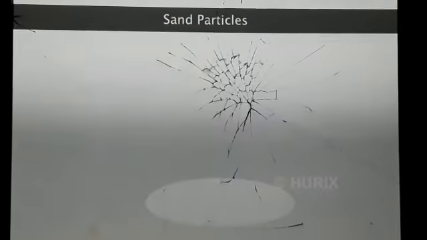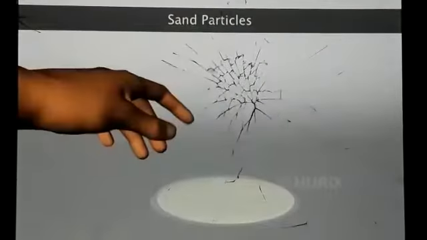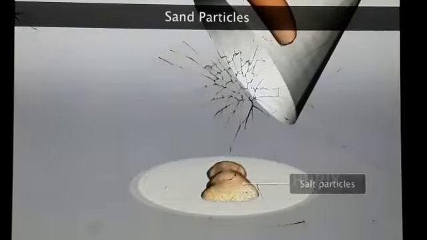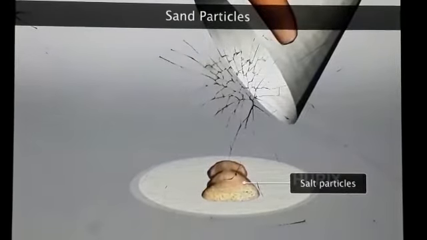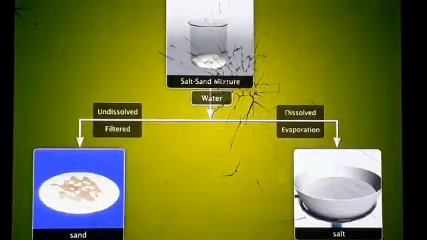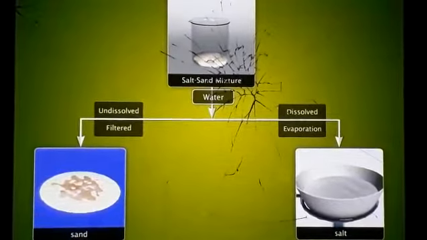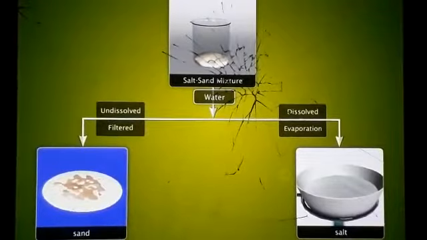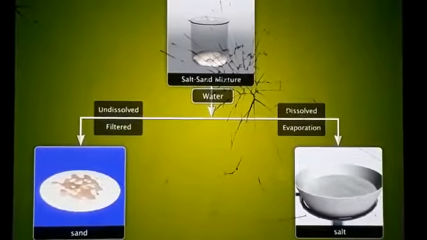Transfer the wet sand residue to a watch glass. We can remove residual water by blotting with fresh filter papers. Thus, we are able to separate a salt-sand mixture by selecting a suitable solvent and dissolving in it, then following with evaporation.